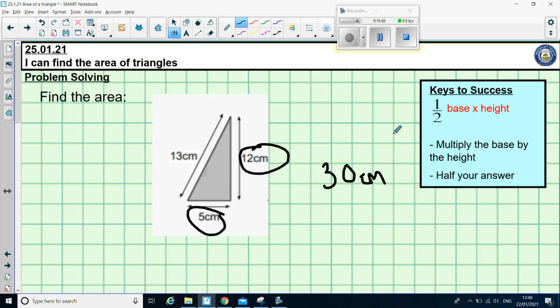Okay. What I'd like you to do then, Year 6, is pause the video and go onto maths.co.uk. Once you have had a go at doing that, I would then like you to come back and watch the final part of the video where I'm going to go through a couple of reasoning questions with you.